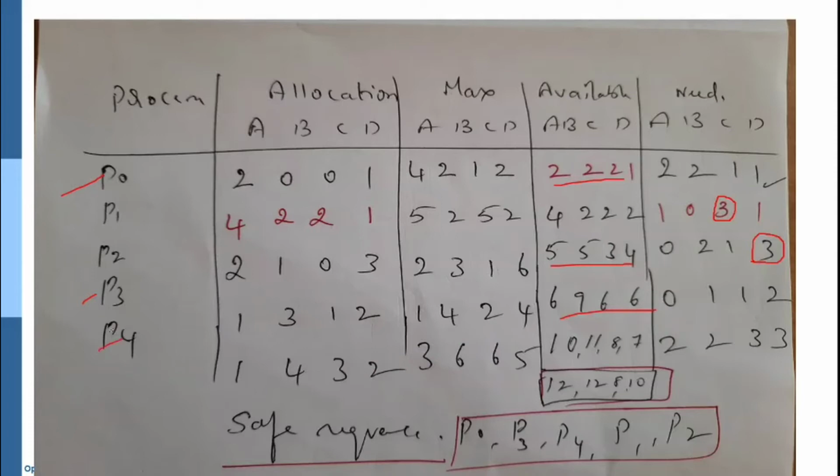Now next we go for P1. Can we satisfy P1 or not? Yes, we can satisfy because 1 0 3 1. So we have more than that. So we can satisfy P1 also, and all these resources will be added over to this. And next it is P2. So this is a safe sequence.